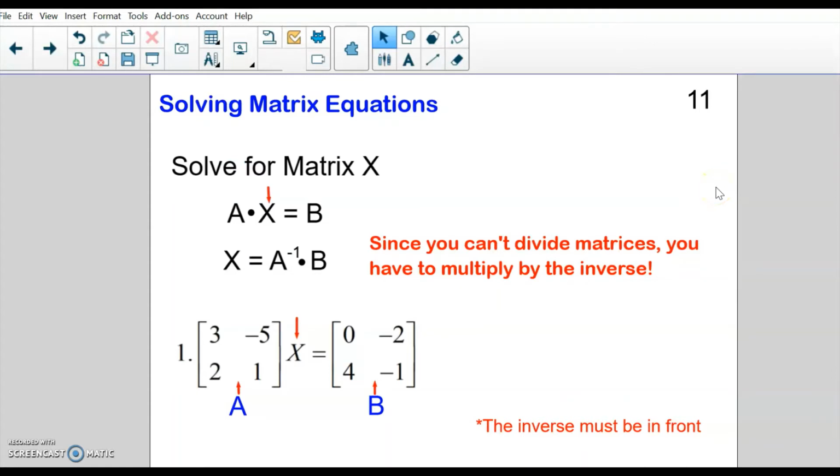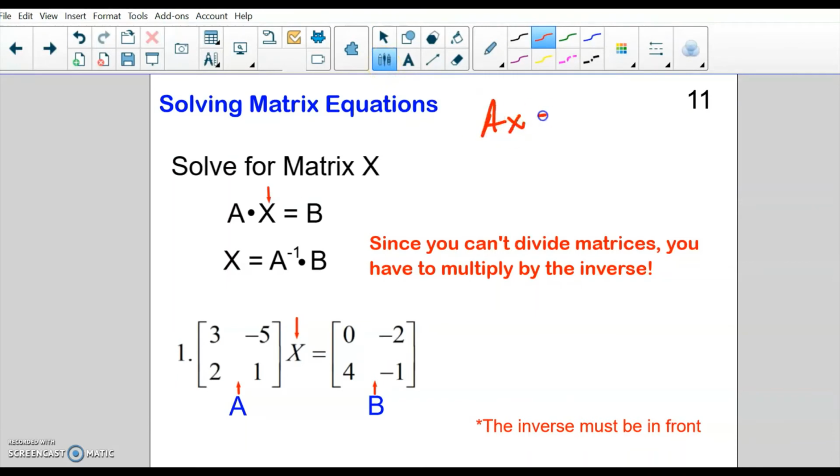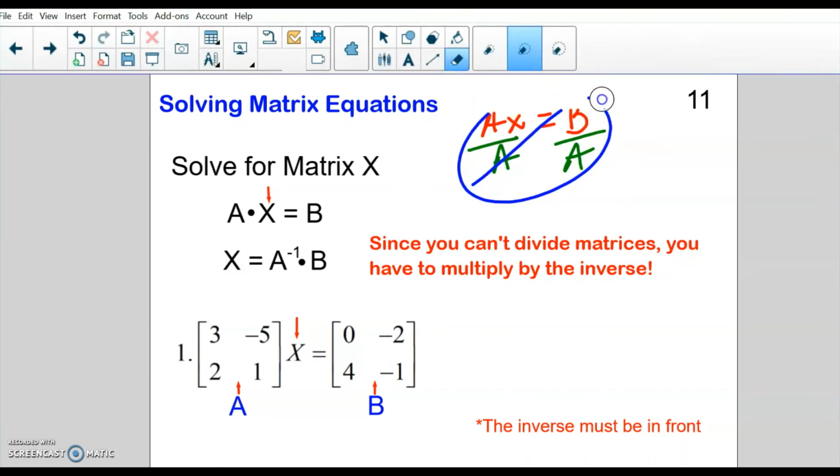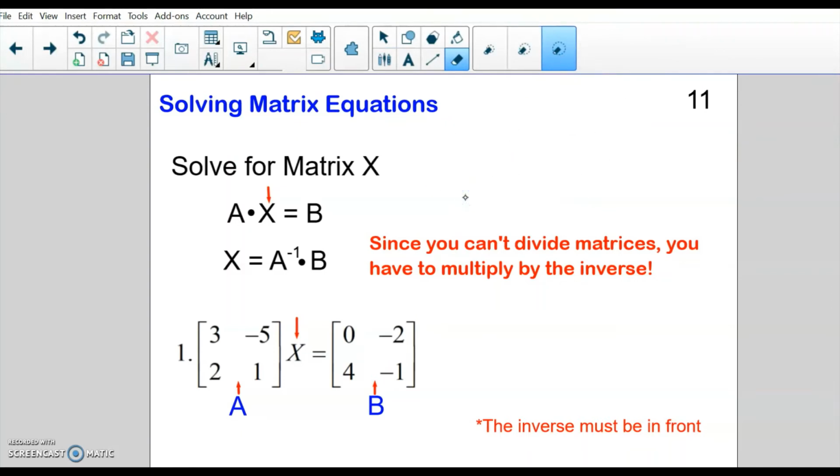Okay, so this is solving matrix equations. And since we can't divide matrices, typically when we see an equation like AX equals B, we have a tendency to want to divide by A. Well, we can't do that, okay? So we have to multiply by an inverse. And since we just looked at how to create inverses of 2 by 2, that's where we're headed. That's what we're going to do.